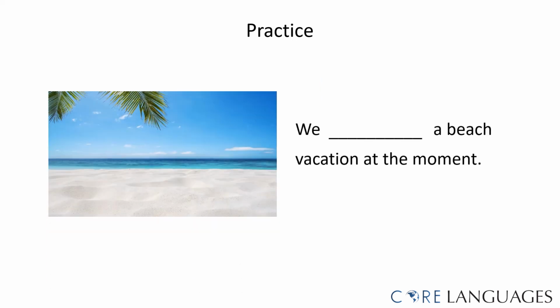And how about this sentence? Try to pay attention to a signal word or phrase that would help you figure out whether this is a repeated action or something that is happening right now. We plan a beach vacation at the moment, or we are planning a beach vacation at the moment. At the moment indicates that this is something that is happening right now. The correct sentence is, we are planning a beach vacation at the moment.